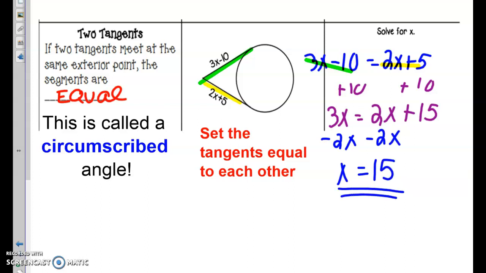Not 15 degrees. We're not talking about an angle or an arc measure here. We're talking about the length of a tangent. So x is equal to 15.